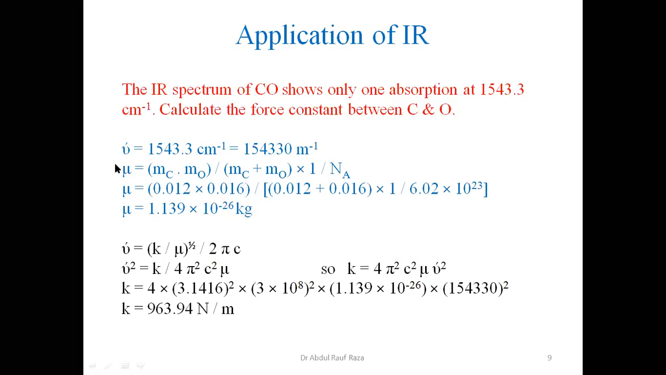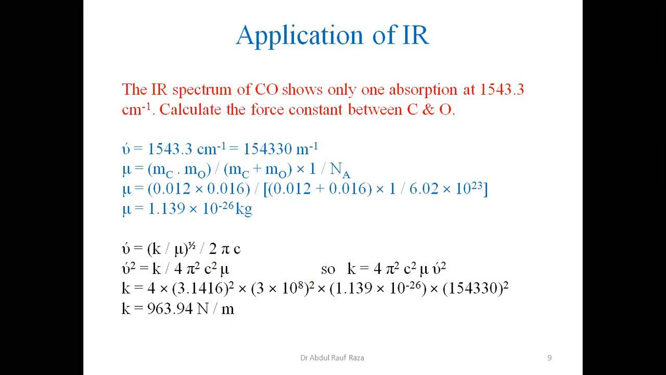So anyhow, now we know the wave number value and the reduced mass. Here we need both of these. c we already know, this is 3 into 10 raised to 8 meter per second. The pi value we already know, and 4 is a constant. So we take 4, pi value 3.1416 squared, c, 3 into 10 raised to 8 squared. The reduced mass we have calculated, which is this one. The frequency, this is the wave number we have calculated, it is the square of this. When we simplify all of this, we come to know this is 963.94 Newton per meter.